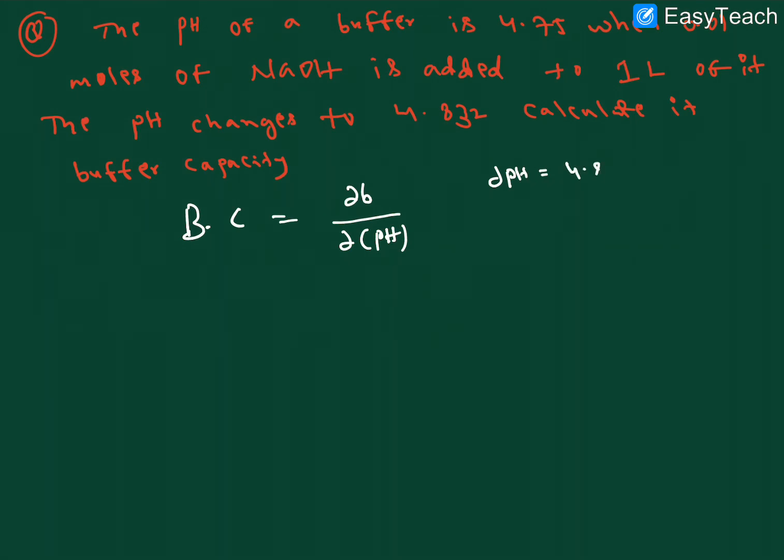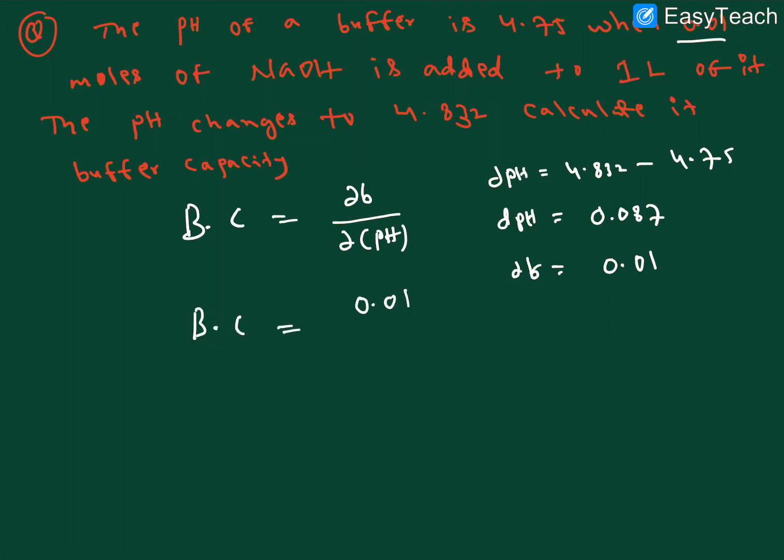What is the change in pH here? The change in pH is equal to maximum pH minus minimum pH. So here 4.832 minus 4.75. So what is the change in pH here? The change in pH is equal to 0.087, right? They are giving the number of moles added here. So the number of moles of base is equal to 0.01.